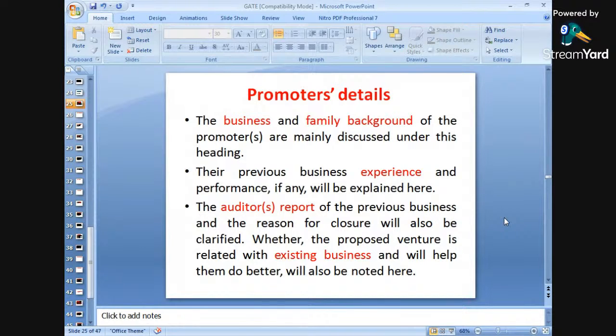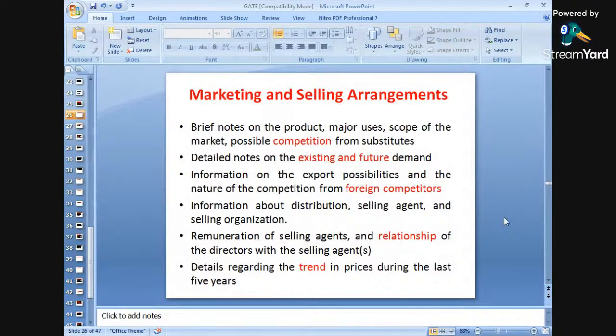Okay. So whether the proposed venture is related with the existing business and will help them to do better will also be noted here. Next is marketing and selling arrangements. Various marketing strategies will also be considered. So various selling arrangements will be considered.